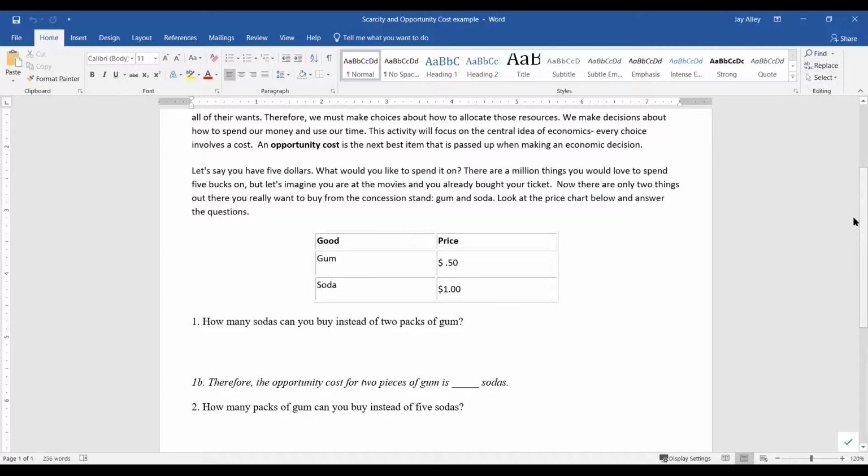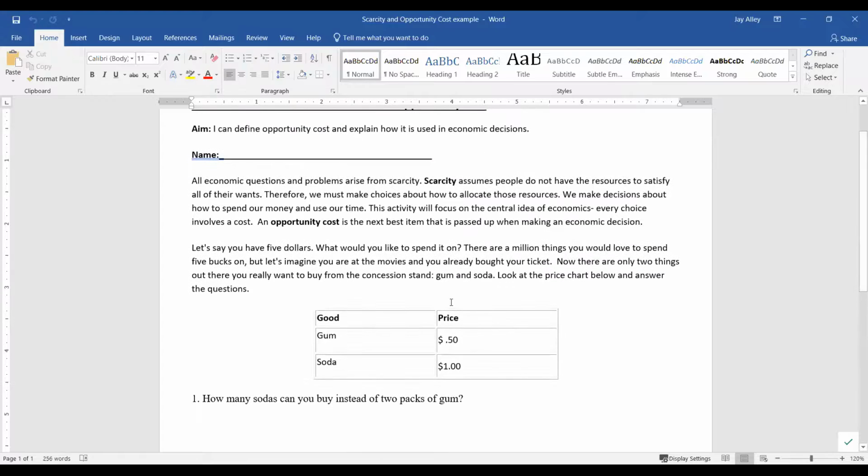So scarcity and opportunity costs, big concepts. You guys familiar with either of those terms already?